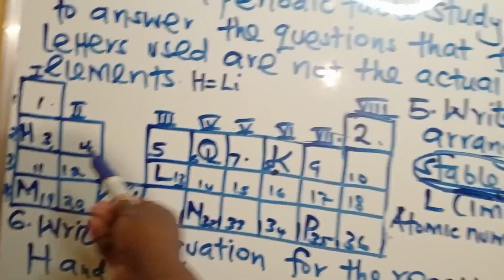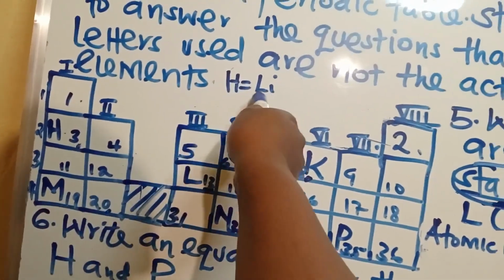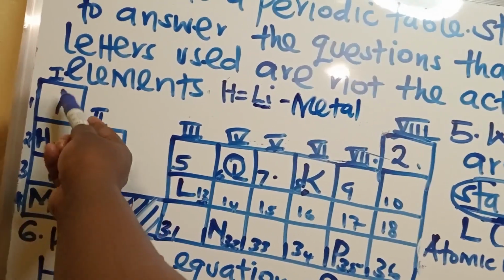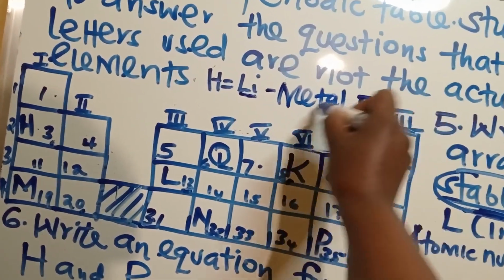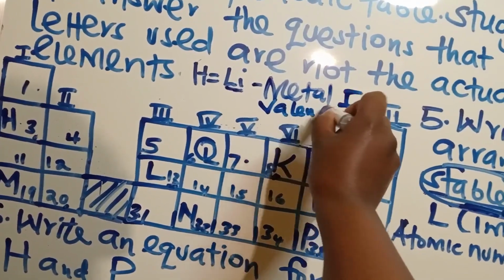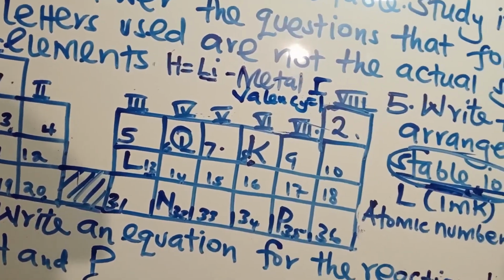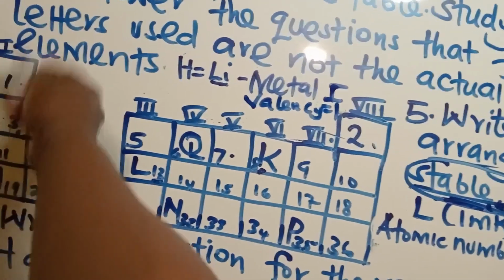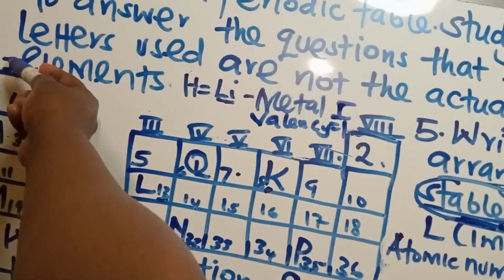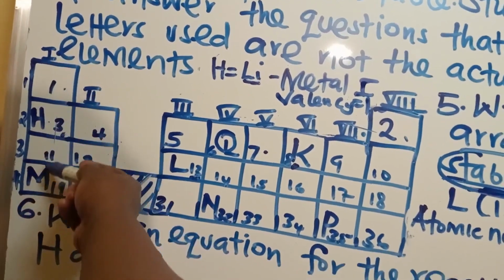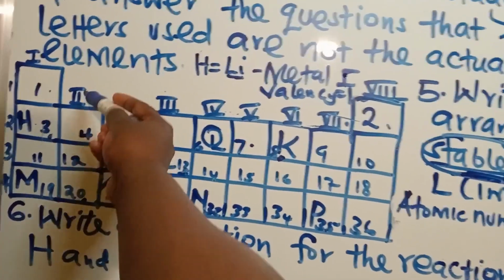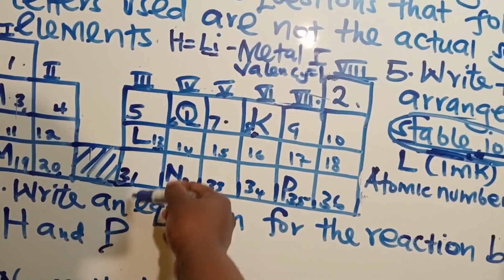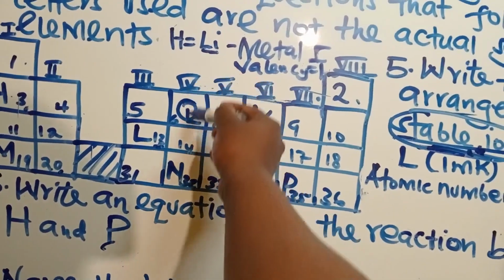We have just said that from the atomic number 3, H is lithium. So it is a metal. Metal in group what? In group 1. So the valency should be 1. How have you determined the valency? From the fact that it is in group 1, even without the atomic number, you can just know that any element in group 1 has a valency of 1. Any element in group 2 has a valency of 2. Any element in group 3 has a valency of 3. Any element in group 4 has a valency of 4.